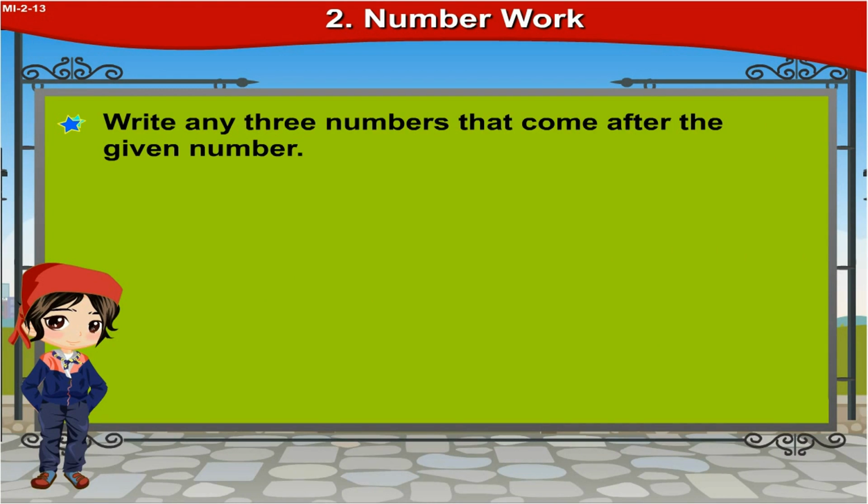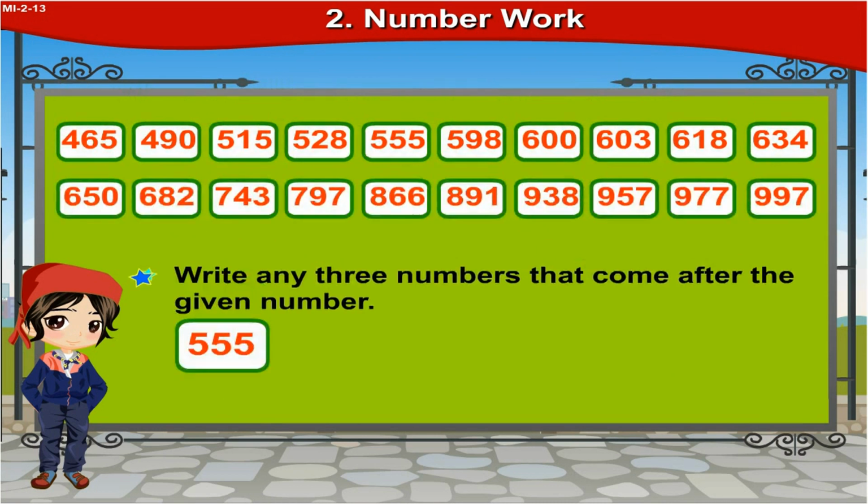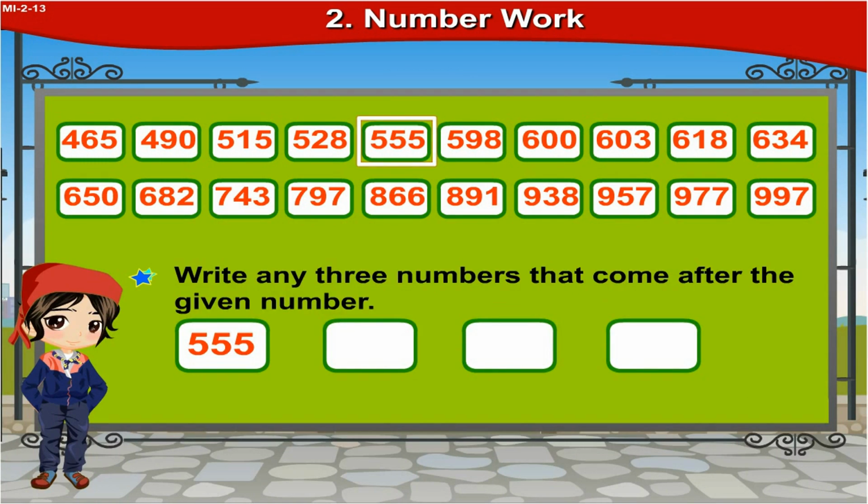Write any three numbers that come after the given number. Now an example is already explained for us. After 555, we can write any number which is greater than 555. It could be 600. A number which is bigger than 600 would be written in the next box. It could be 650. Now the third number which could be bigger than 650 could be 977.